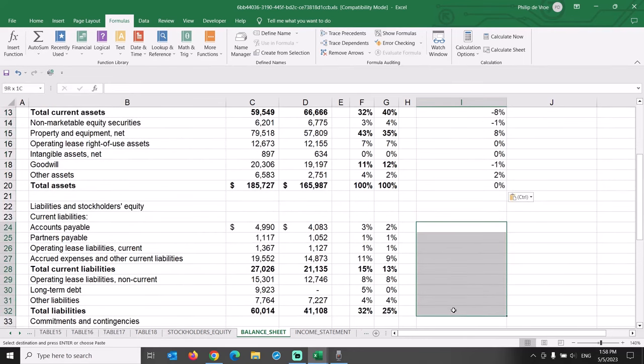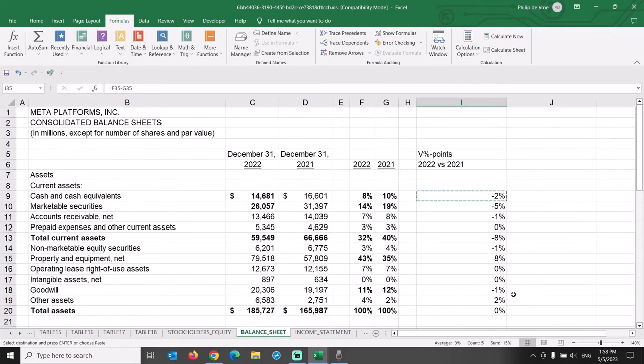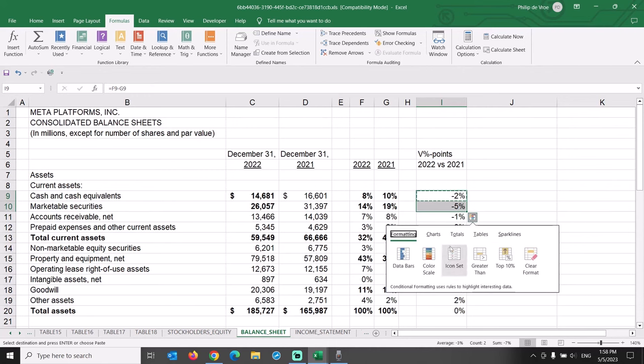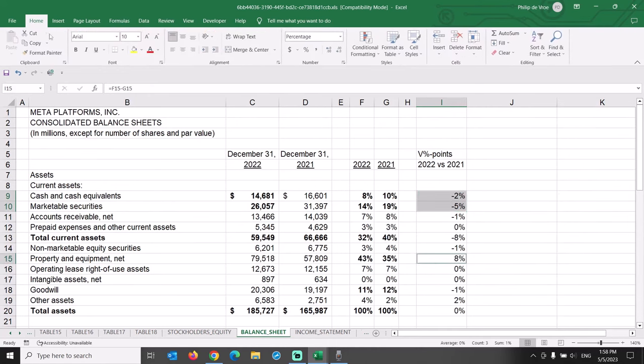On the asset side, cash, cash equivalents, and marketable securities, which are decreasing, getting converted into property and equipment, which is increasing, on a balance sheet that is growing in size. A big shift in the footprint of what the company has invested in.